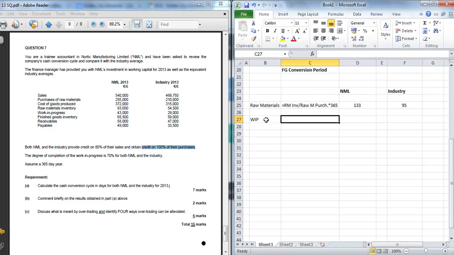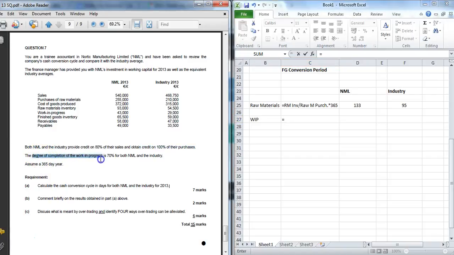The next is work in progress. And again, similar logic here, but it's important to pay attention because if you have work in progress, you have to work out what degree of completion the work in progress is, because you're going to have to multiply that by the cost of goods sold to get the second figure to put in your ratio. So you won't be putting the full amount of cost of goods sold, you'll be putting it times the work in progress completion. That's why this is a very good question to look at, because it has all the key ratios for cash conversion cycle that could come up. So you put your work in progress over cost of goods sold or cost of goods produced times work in progress percentage.